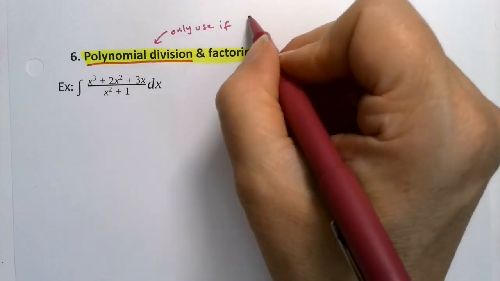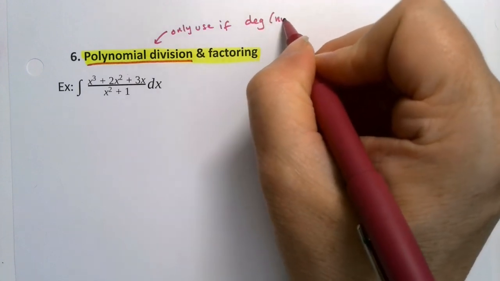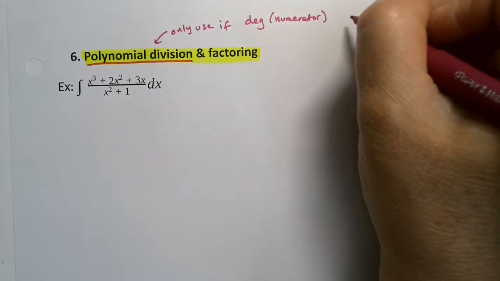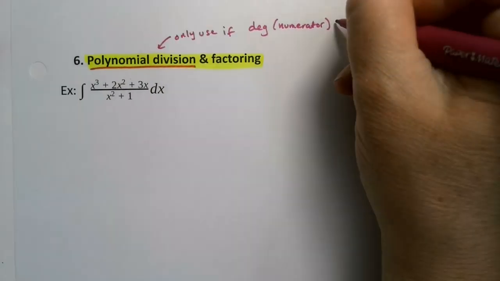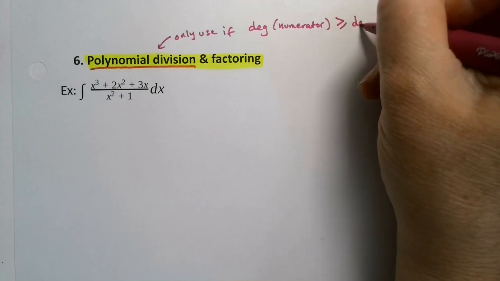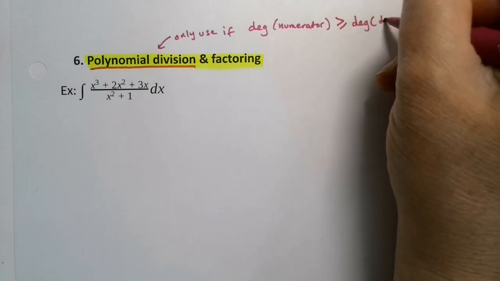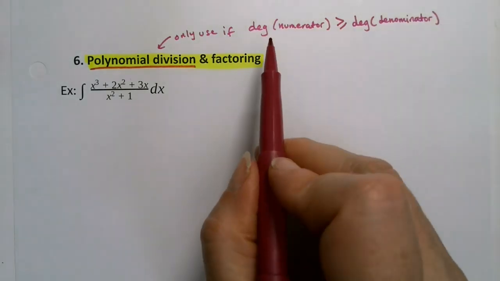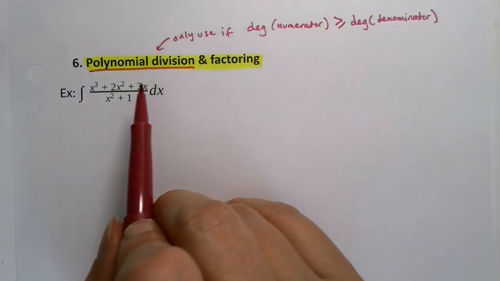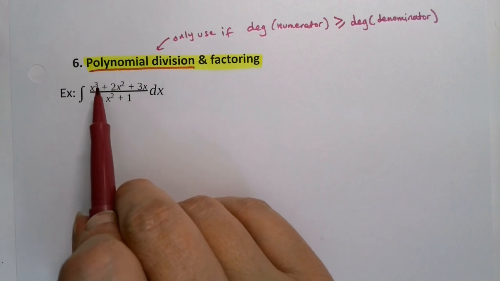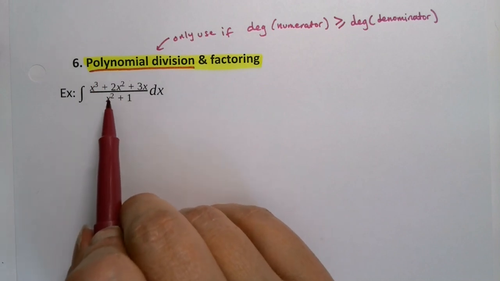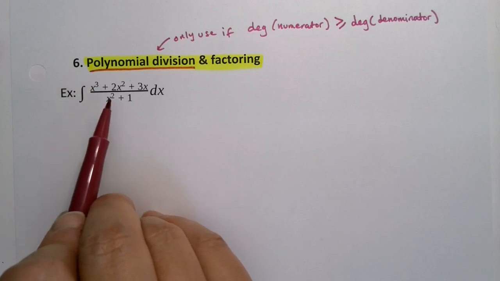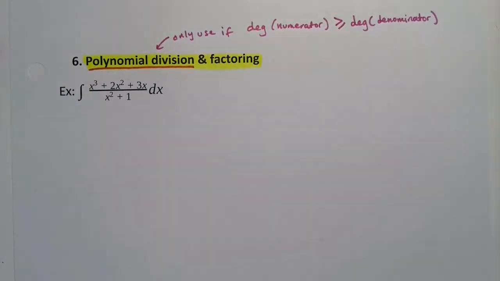if the degree of your numerator is greater, well, greater than or equal to the degree of the denominator. In other words, if they are polynomials, you cannot use it if the degree of your numerator is less than the degree of your denominator. It would be impossible. Now this one, you can see the degree of the numerator is 3, the degree of the denominator is 2, therefore I can do this just fine.